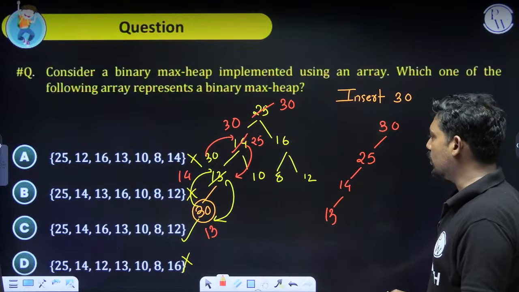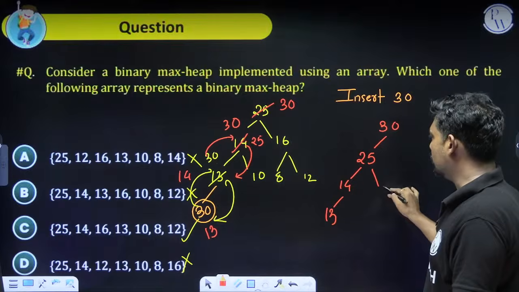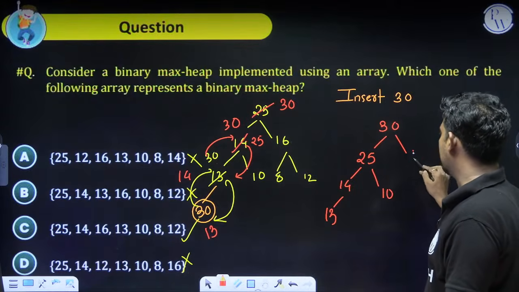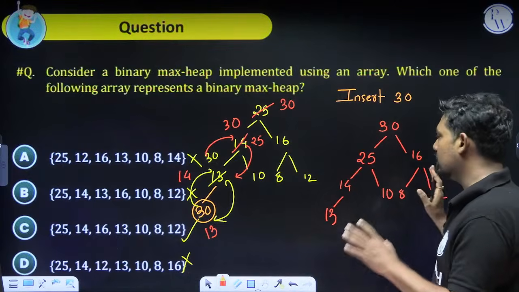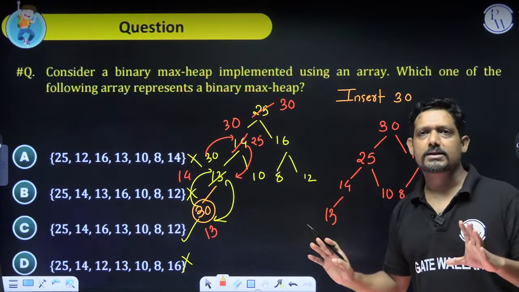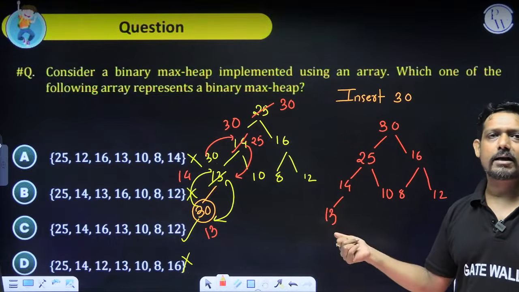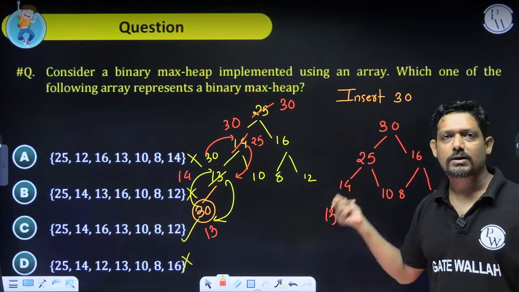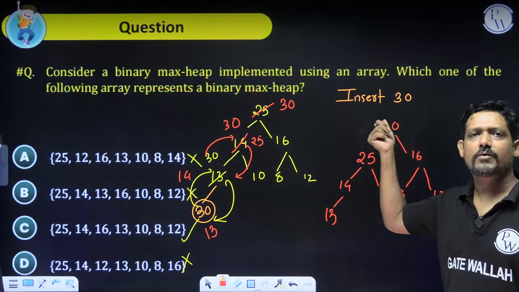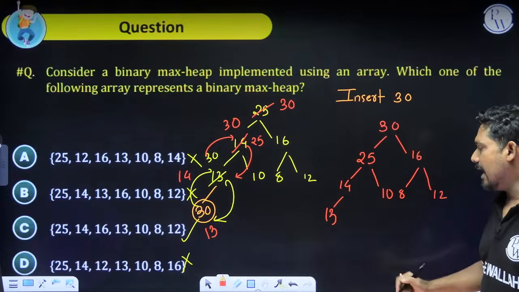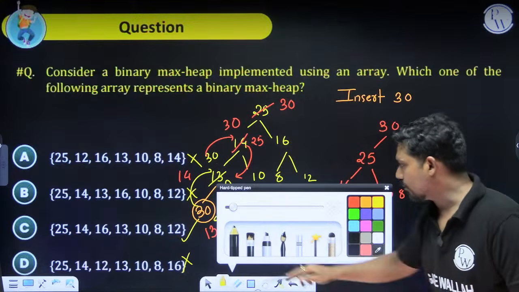You don't need to do anything other than compare with the parent, and if it is smaller, drag it down. This is the swap that we performed. When I inserted 30, 30 compared with 13, 13 came down; 30 compared with 14, 14 came down; 30 compared with 25, 25 came down, and it reached the top.